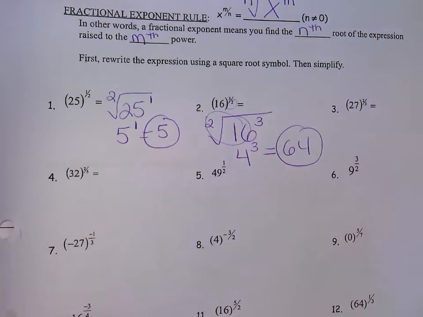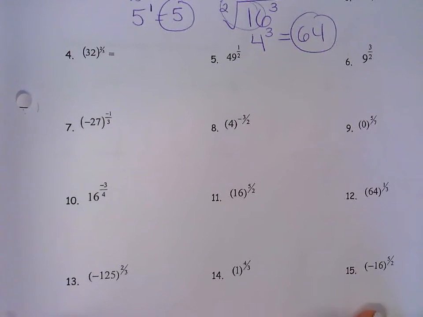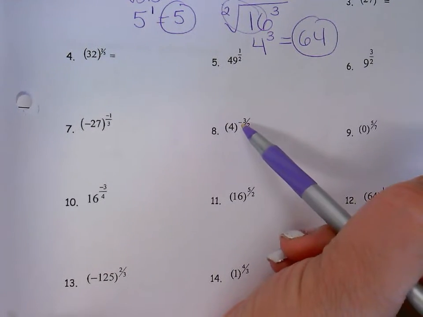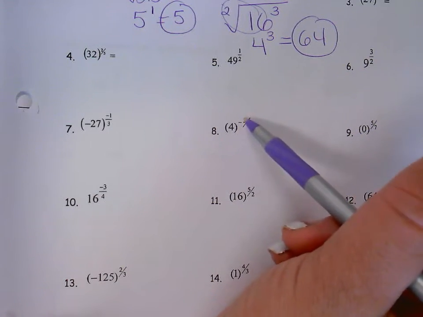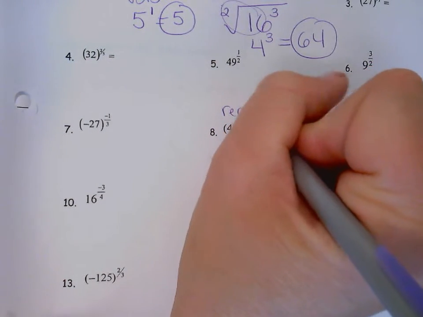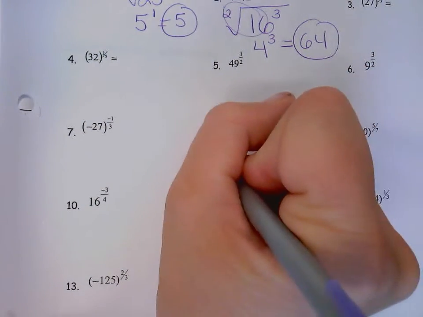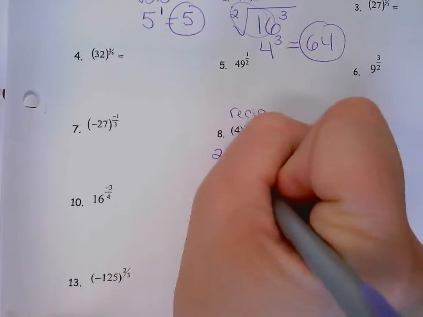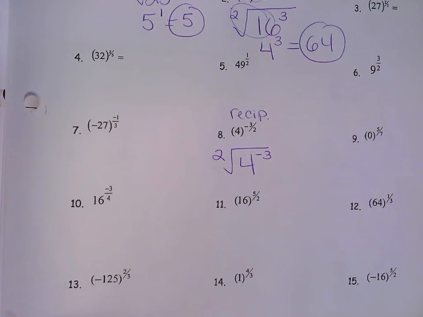I'm going to skip down to number 8, and then I'm going to have you go back and do a few of these for practice. What does a negative exponent do? We just learned that a negative exponent takes the reciprocal at the end, right? So this is really the square root of 4 to the negative third power. So it's like 3 steps instead of 2 steps.